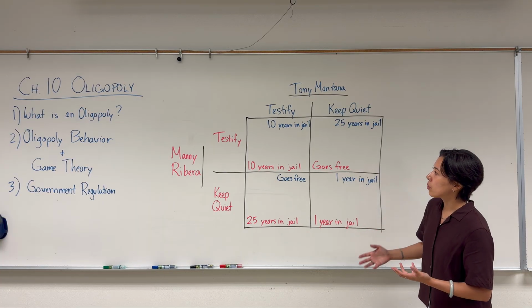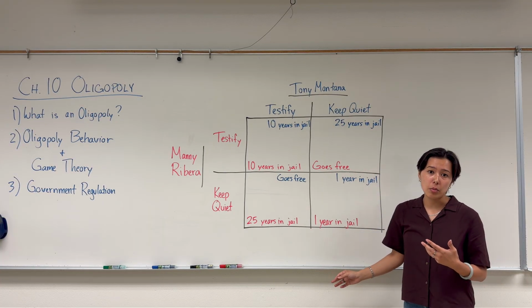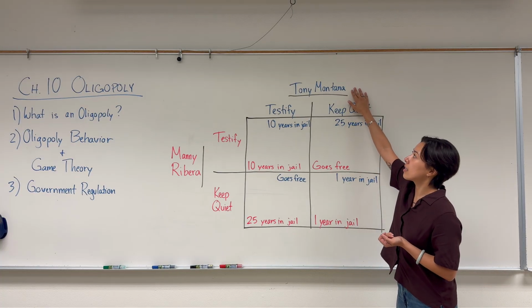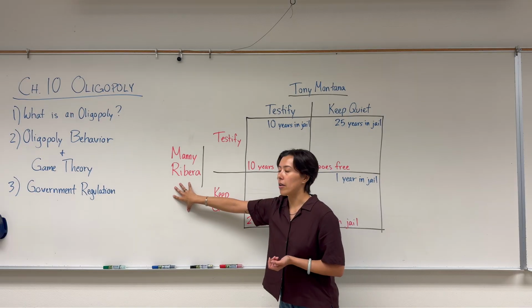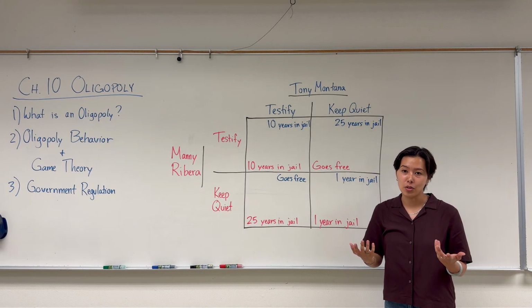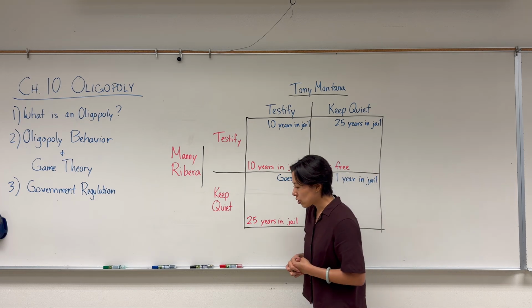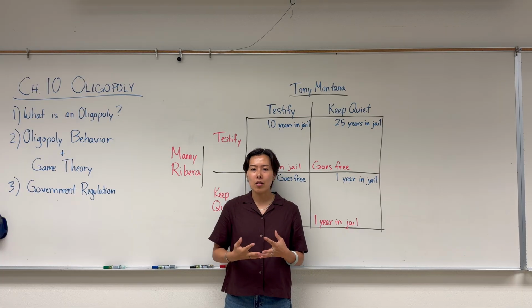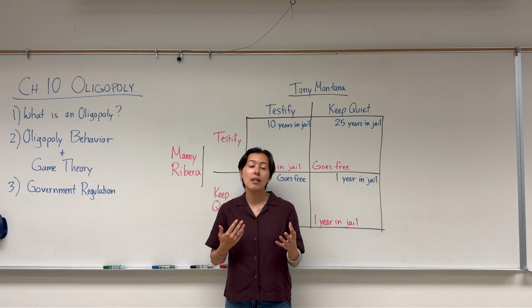So in our game, we're going to present it as this kind of table. First, we have our two players. We have Tony Montana and we have Manny Ribera. So if you've seen the movie Scarface, these players are probably familiar to you. So let's imagine the premise of this game is this. Tony Montana and Manny Ribera have been accused of some kind of crime.